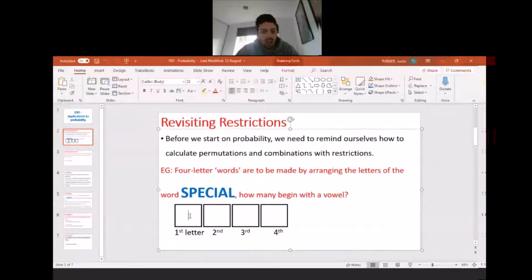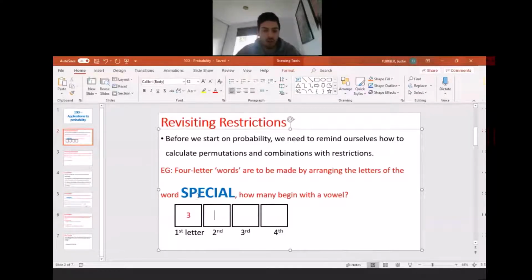So the way I like to think of it is I'm going to draw 4 boxes because I've got 4 letters to choose from. And in the boxes, I'm going to write down the number of options I have for each letter. So I know the first letter needs to be a vowel. There's only 3 vowels in the word special, so I have 3 options for my first letter. Now let's say I've already chosen one of these 3 vowels. Now my second, third, and fourth can be a vowel or any other letter.